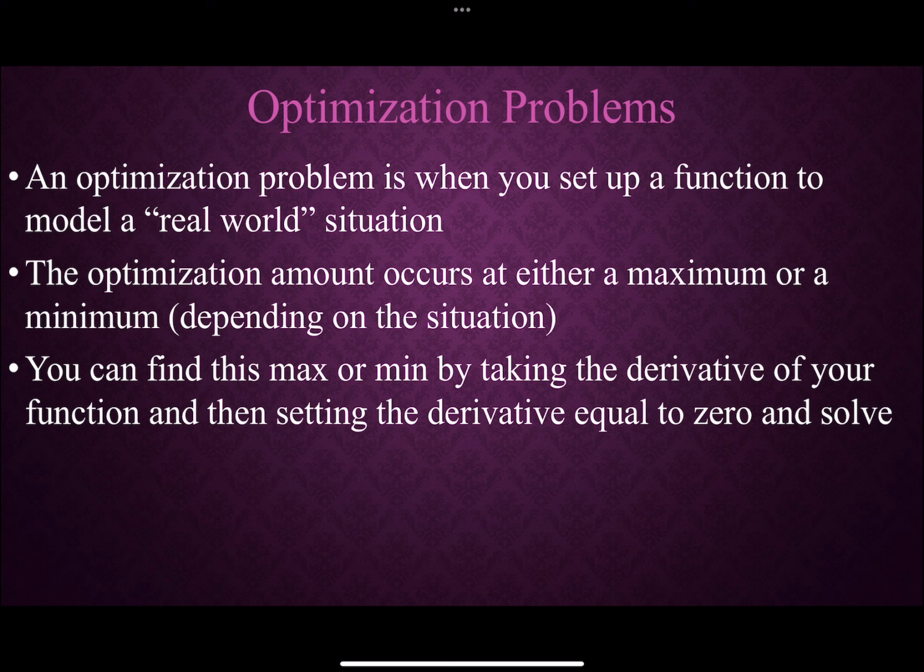Maybe we want to find the maximum profit of some sort of cost-revenue situation, maybe a minimal cost, or maybe we want a maximum area, minimum or maximum volume, or the minimum surface area for a three-dimensional shape, stuff like that. We can do this by creating our function and then taking the derivative and setting the derivative equal to 0. That's how we find maximums and minimums. And then obviously we do our first derivative or second derivative test to determine if it's truly a max or a min.